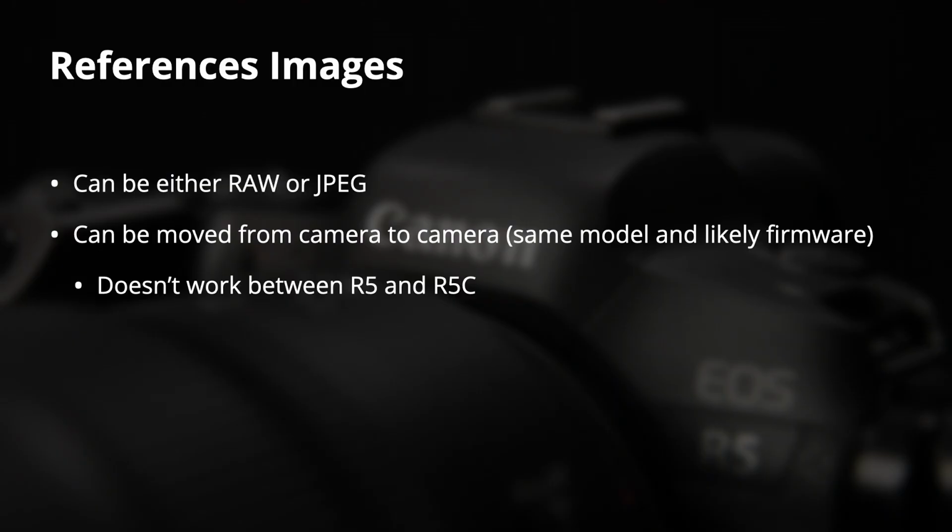As for the reference images, they can be shot in either RAW or JPEG. RAW probably will give you a little bit better quality in the end. And you can transfer these reference images from camera to camera. So if you set the white balance or shoot a white balance reference on one camera, you can copy that from camera to camera to camera and then set multiple custom white balances using that image. Now, be aware, there are some limitations to this.